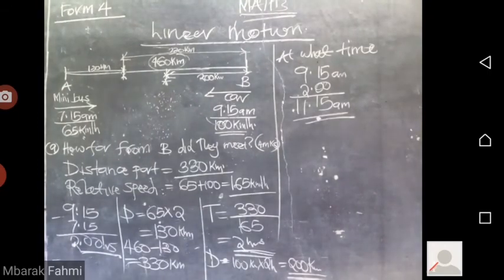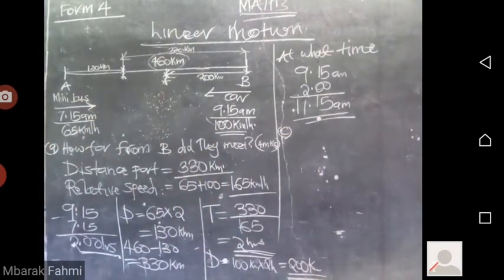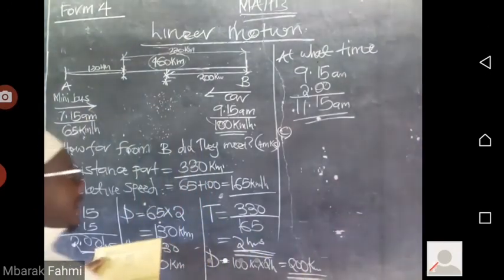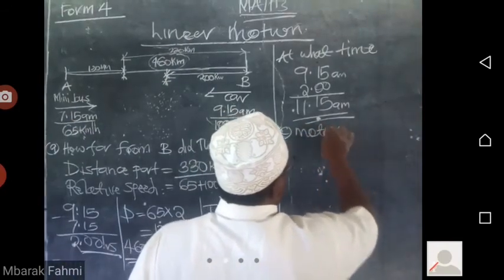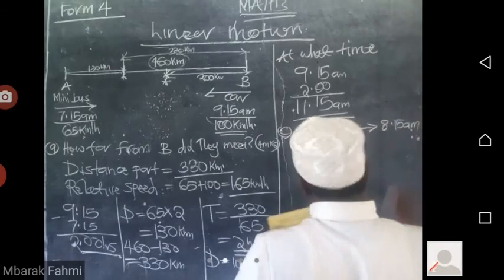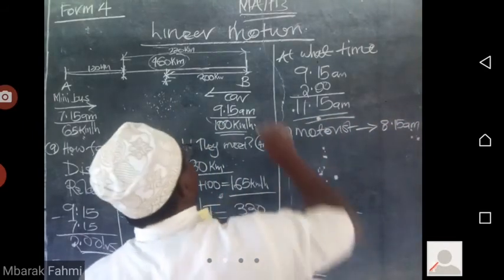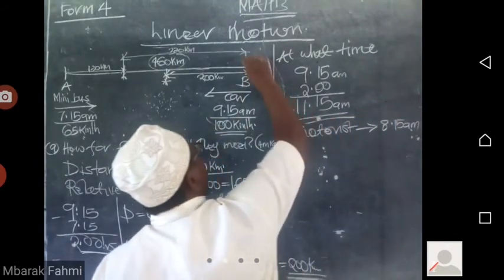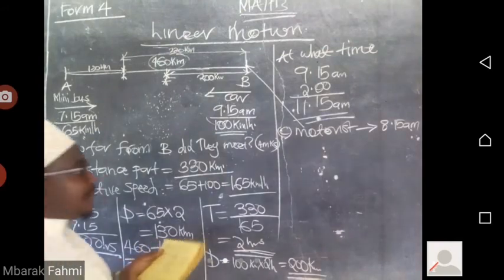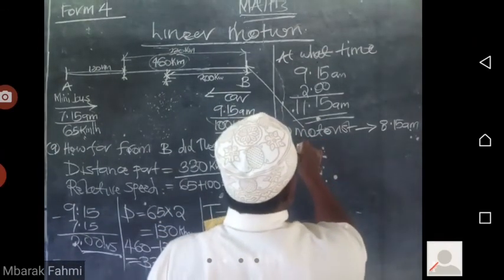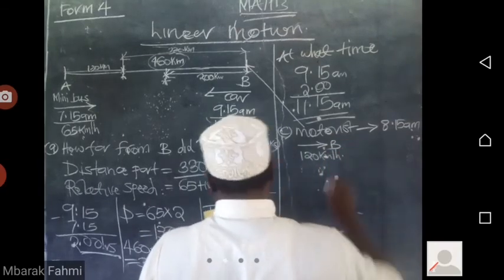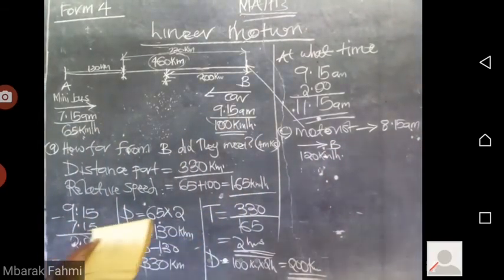So I can finalize with part C now. A motorist started from his home at 8:15 a.m. on the same day and traveled towards B. So this bike was traveling from home towards B at a speed of 120 kilometers per hour.